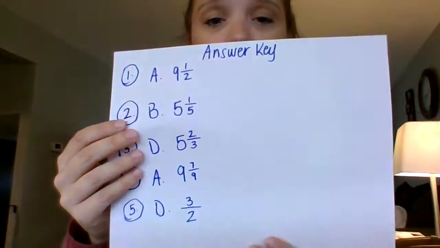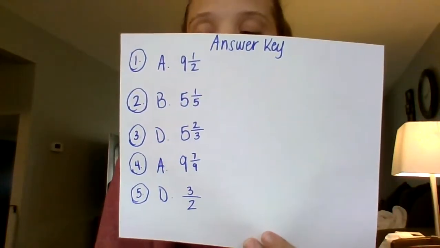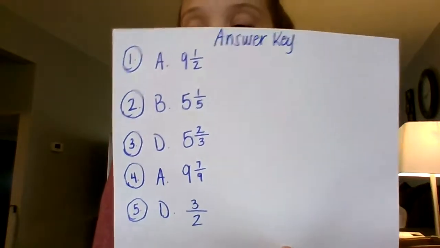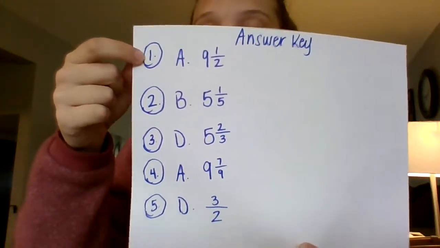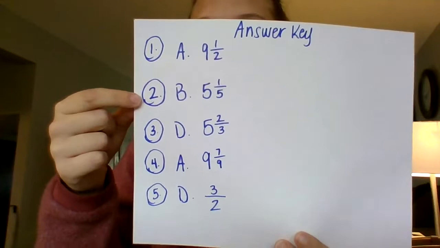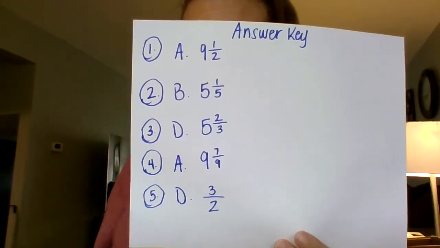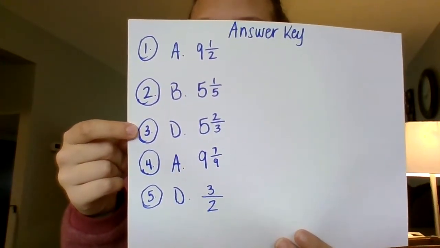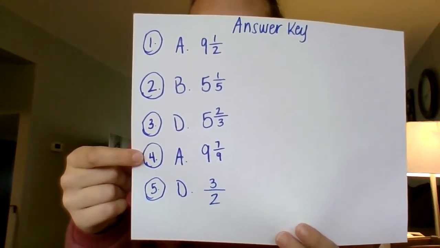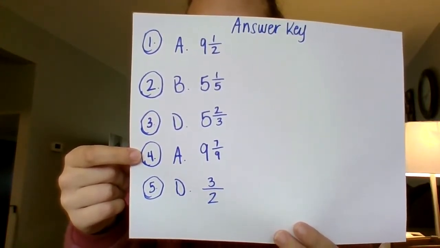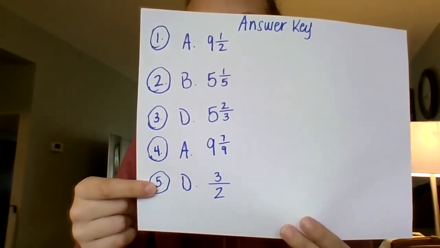Here is the answer key from day 1's worksheet. Number 1, I just went over with you. Number 2, the answer was B. Number 3, the answer was D. Number 4, the answer was A. And number 5, the answer was D.